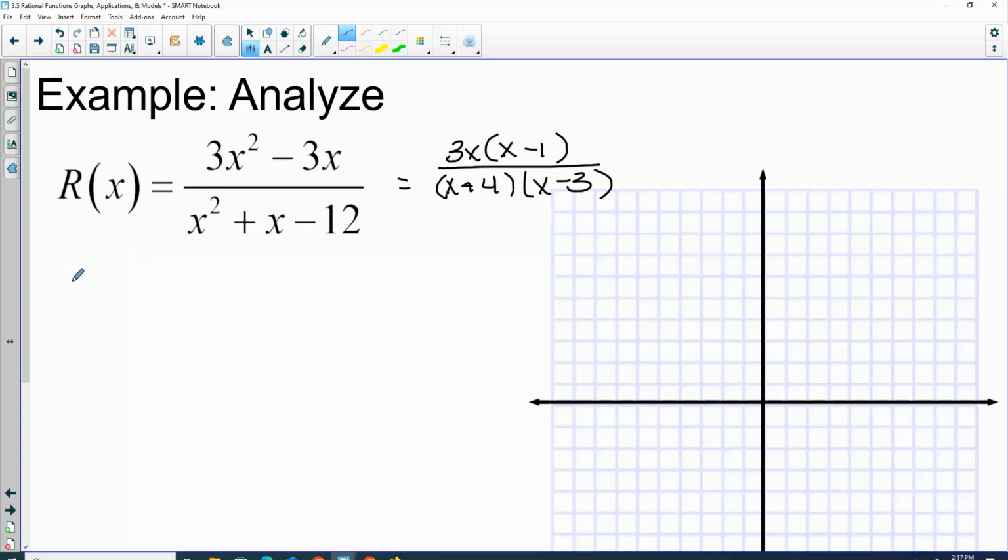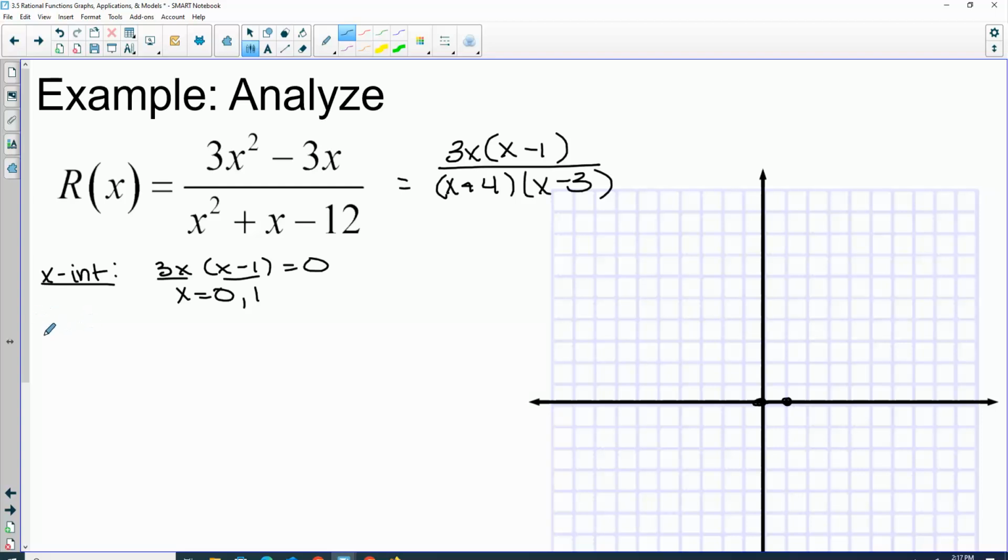So what I have you find first. How do you find an x-intercept? Right. It's when y is 0, which is really just when the top of the fraction is 0. So I'm just trying to find when does 3x times x minus 1 equal 0? At 0 and 1, because you set each of those equal to 0. So we hit our x-axis at 2 places, 0 and 1.